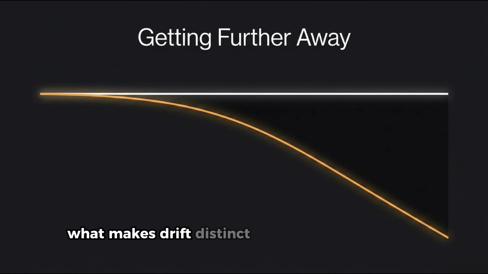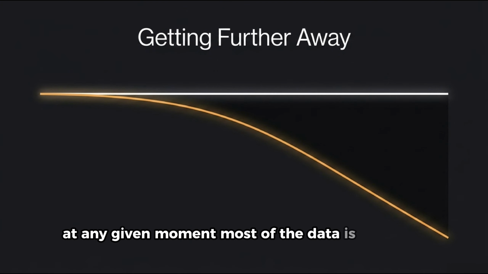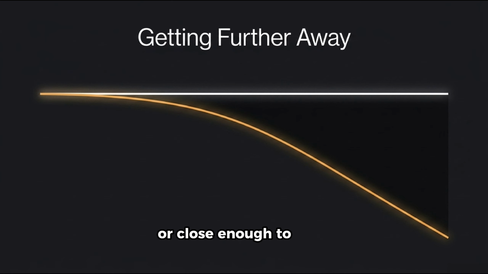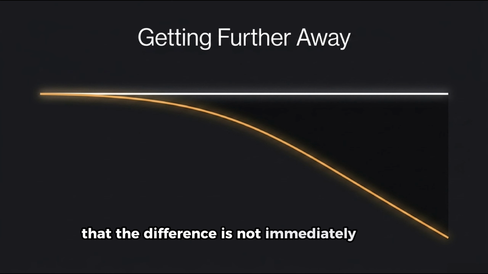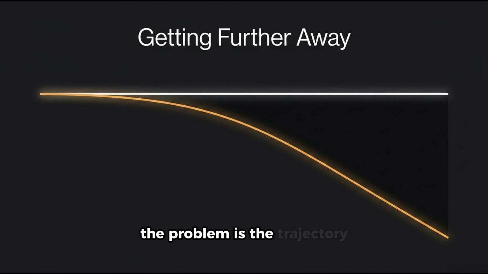What makes drift distinct from other consistency failures is the time dimension. The data was correct once. It became less correct gradually. At any given moment, most of the data is still right, or close enough to right that the difference is not immediately visible. The problem is the trajectory. If the divergence rate is positive and nothing addresses it, the gap widens every day.